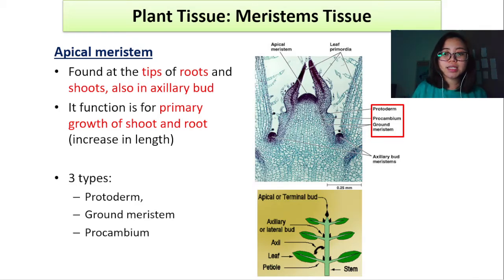So tiga jenis apical meristem ini merujuk kepada lepas sel-sel meristem ini sudah cukup matang, pada masa akan datang, dia akan jadi dermal layer. Ataupun yang jenis kedua akan jadi ground tissue. Jenis ketiga akan jadi sebahagian daripada cambium. If you want, you can Google and learn more about each of those. If not, enough you learn until that point.